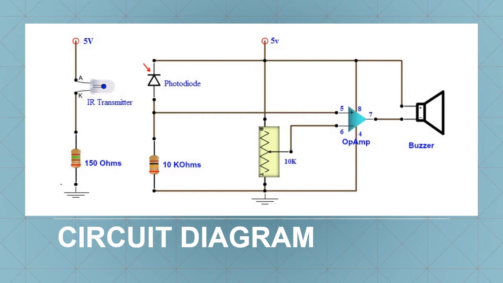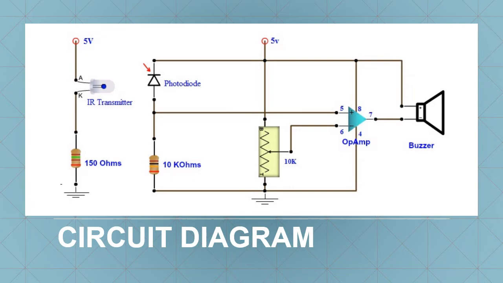The cathode of the photodiode is connected to supply while the anode is connected to a 10 kilo ohm resistor. The other end of the resistor is connected to the ground. The anode terminal of the photodiode is also connected to pin 5 of the op-amp, which is the non-inverting terminal. The wiper of the 10 kilo ohm pot is connected to the inverting terminal, that is pin 6 of the op-amp, while the other two terminals of the pot are connected to VCC and ground.